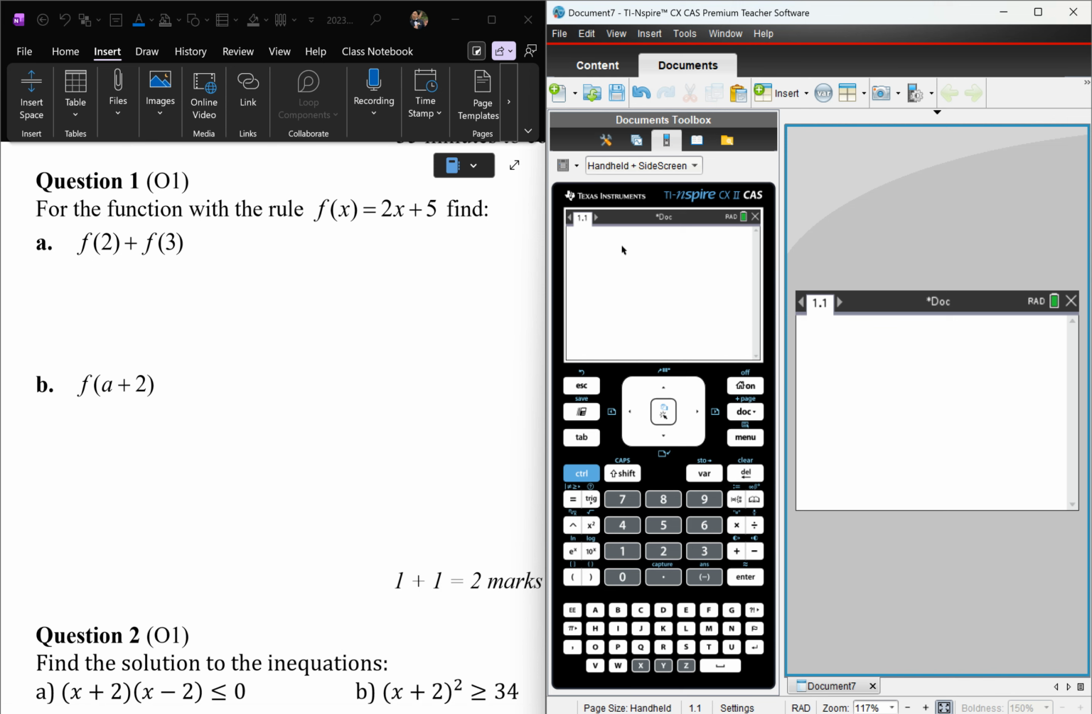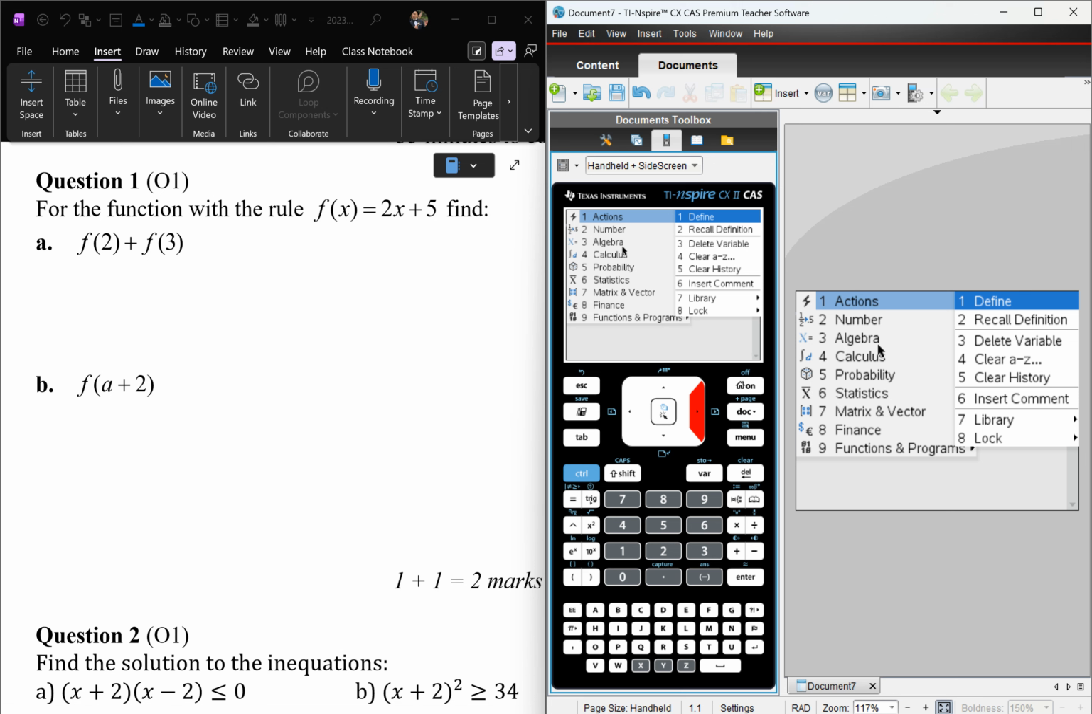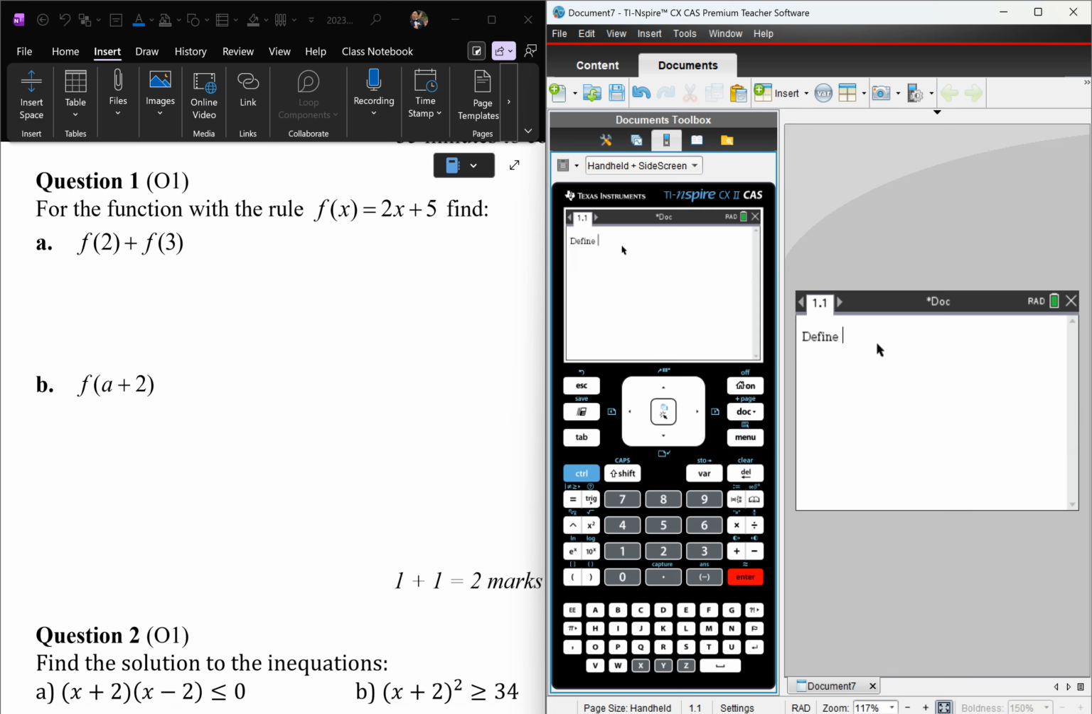If you've forgotten that, it's menu, actions. So actions, number 1, and then define, number 1. If you press menu 1, 1, that's your shortcut to getting define. And you literally type the equation you see. So here we go, we do f bracket x, close brackets. Menu 1, 1 is a shortcut to getting define.